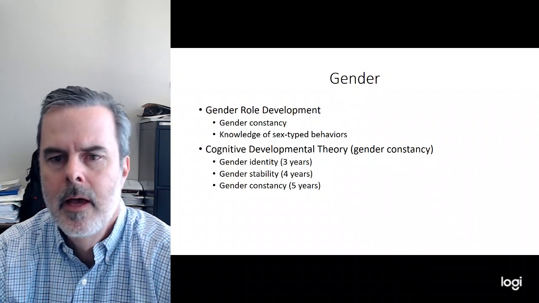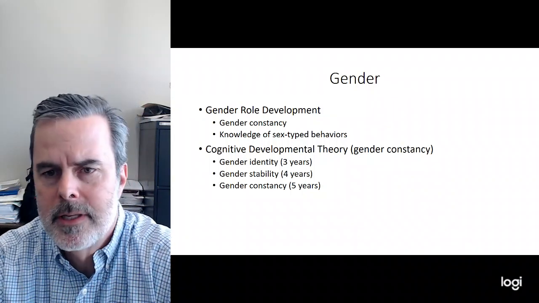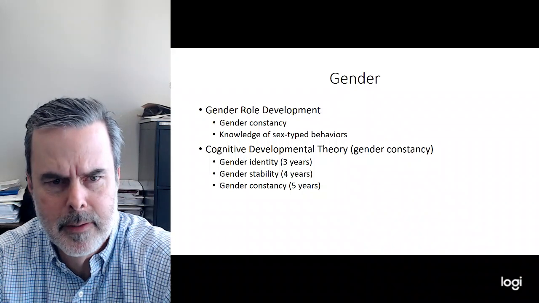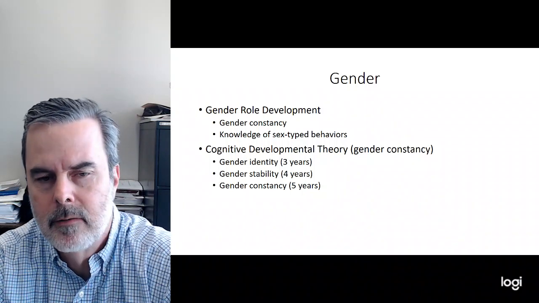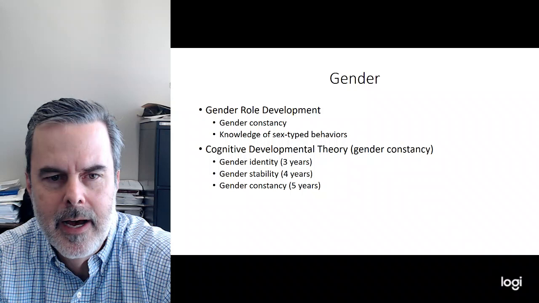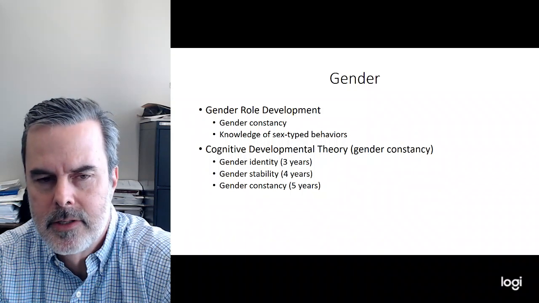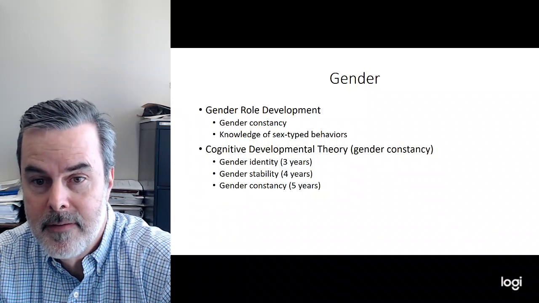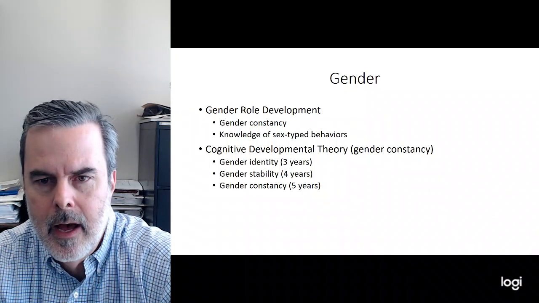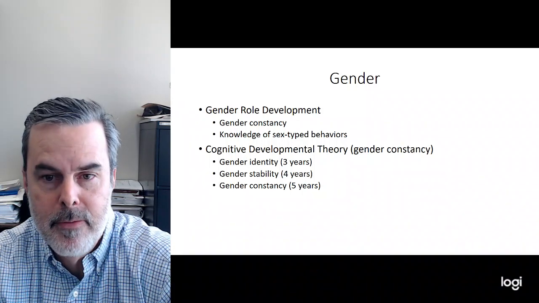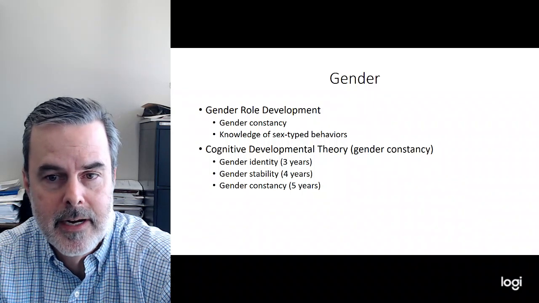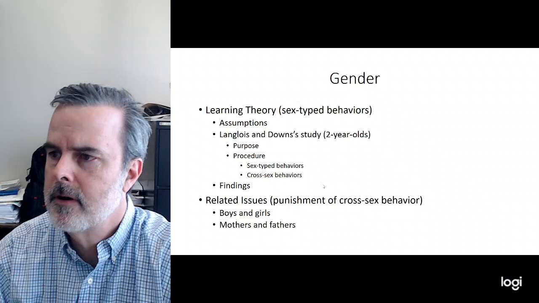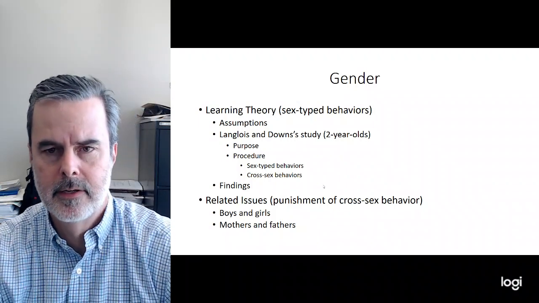Okay. So those are the stages of gender constancy in cognitive developmental theory. I guess one of the main points here is that a full understanding of gender constancy does not occur until around 5 years of age, after which kids have gone through the 2 previous stages of gender identity and stability. Okay. So that's the first theory of gender role development.